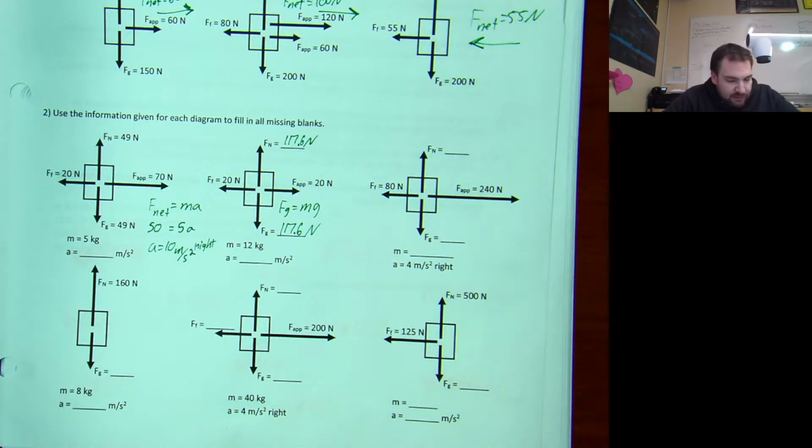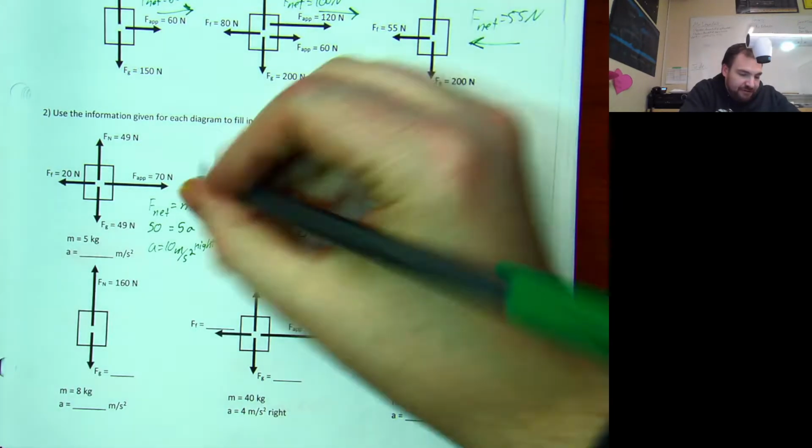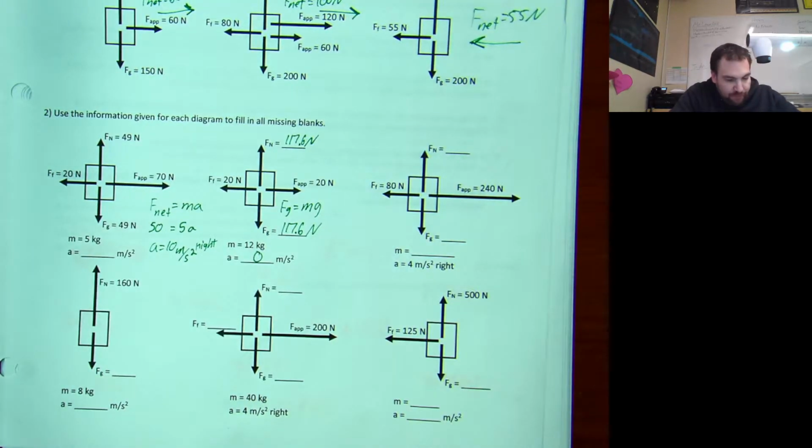Don't know why. So what's the acceleration? 0. Why? Because everything's going the same, everything cancels out. All the forces are balanced. There is no net force. Acceleration is 0. Cool. This one over here.